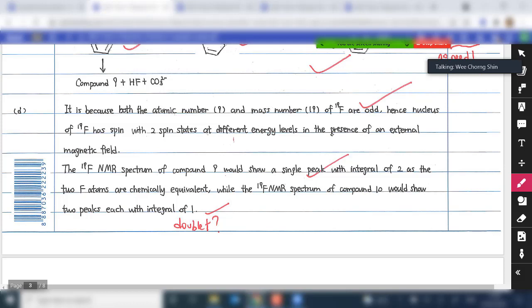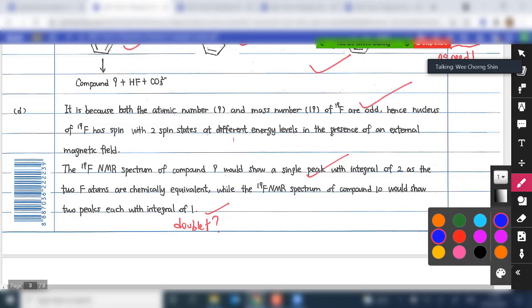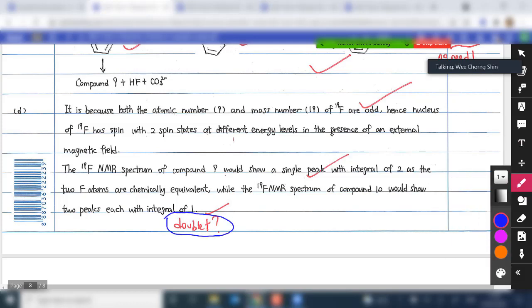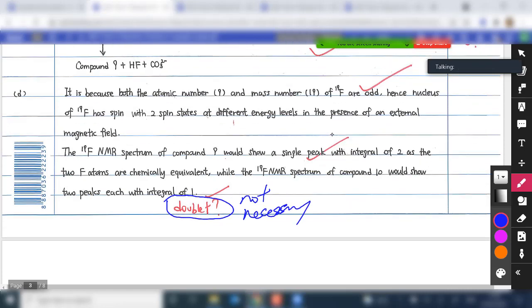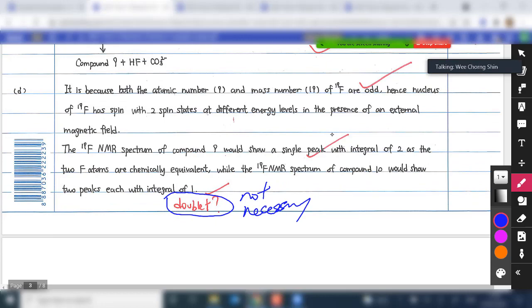Okay, maybe let me emphasize, this is not necessary. I just put it there to keep your friends thinking. Not necessary. Just tell me there are two signals.